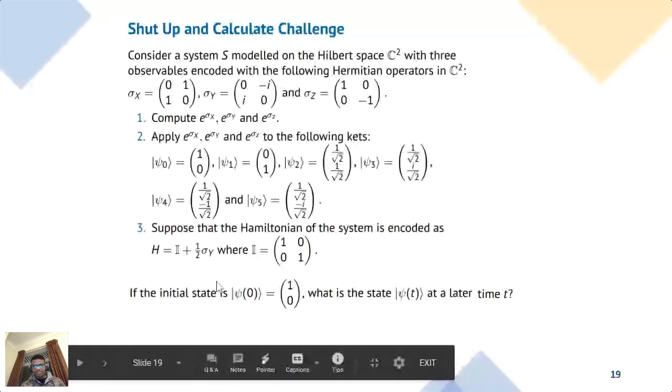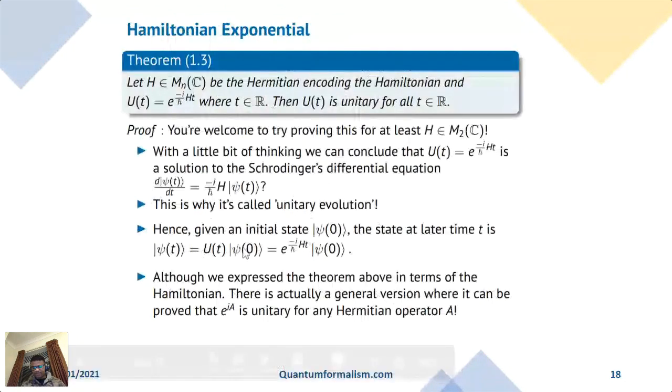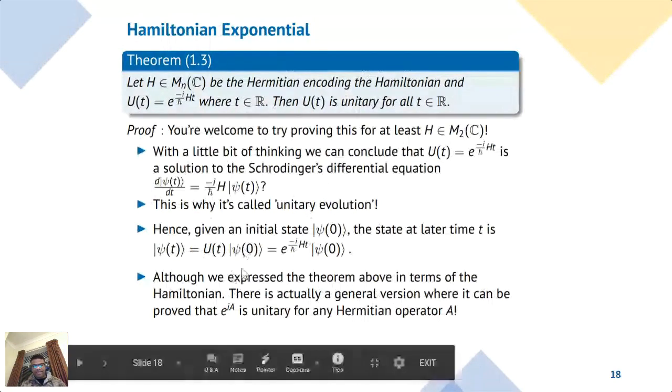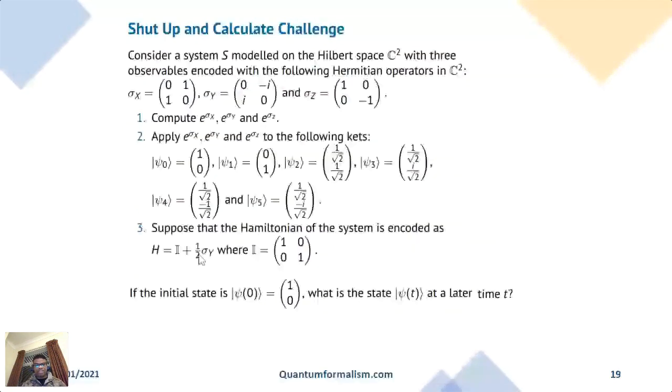The challenge is, what is the state at a later time if the initial state is this, okay? And you are given the Hamiltonian here. So I really challenge you to go and look at this, and you have been given a concrete Hamiltonian. Actually, I chose it randomly. This is Hermitian for sure. Whether it has any physical meaning, then maybe you have to ask a physicist. But this is definitely Hermitian.